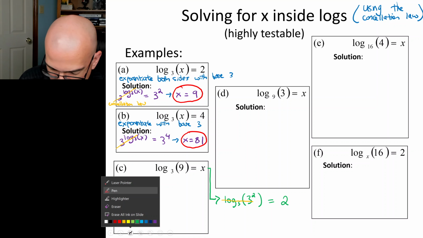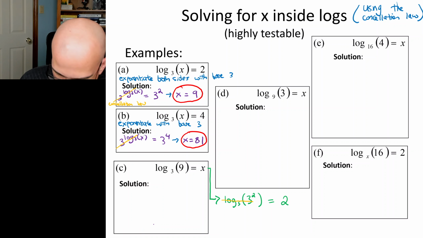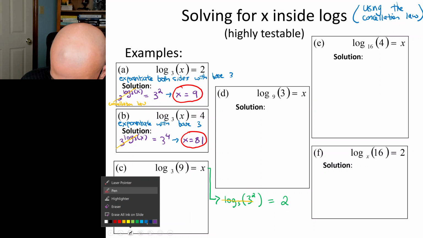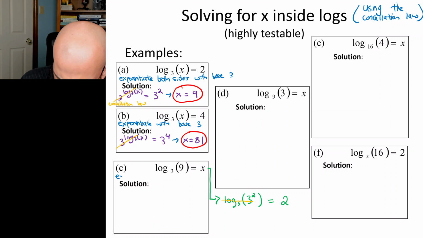Now I'll show you another way. It's the same way that we just did. Not as good. We're going to exponentiate with base 3. It's kind of circular, this next way.